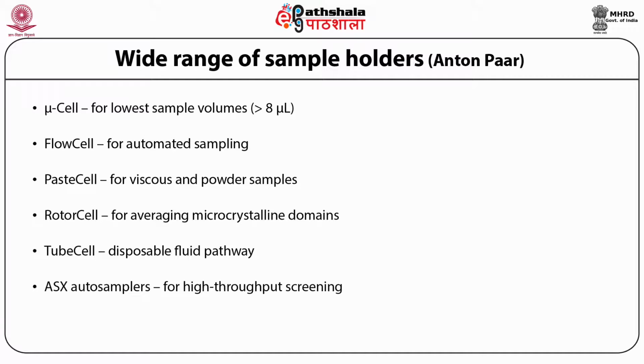Auto samplers for liquids and solids are also available. For high throughput screening of up to 192 liquid samples, ASX auto samplers can be used. For multi-purpose studies, Vario stage can be used.